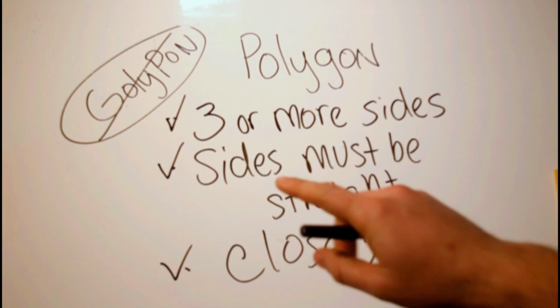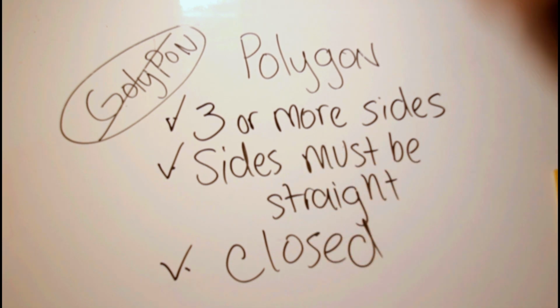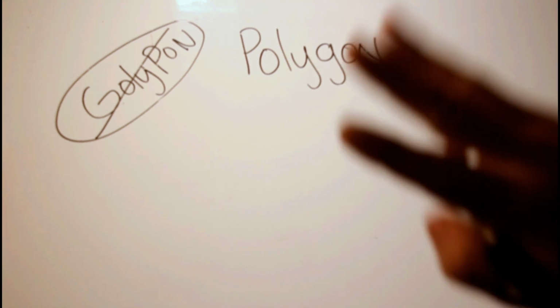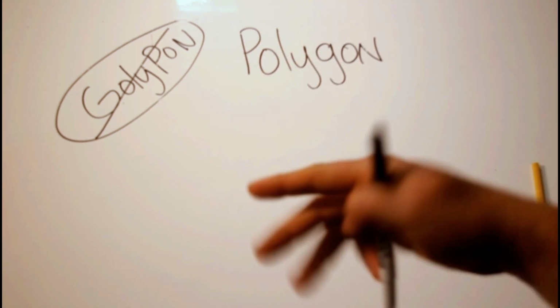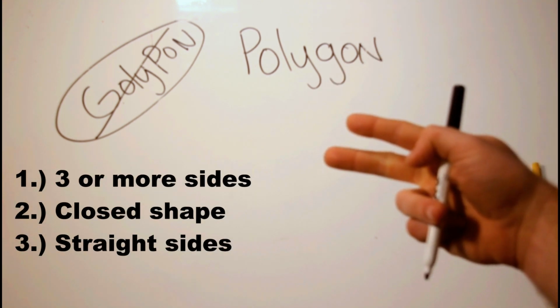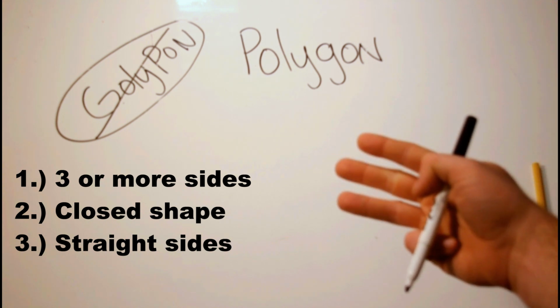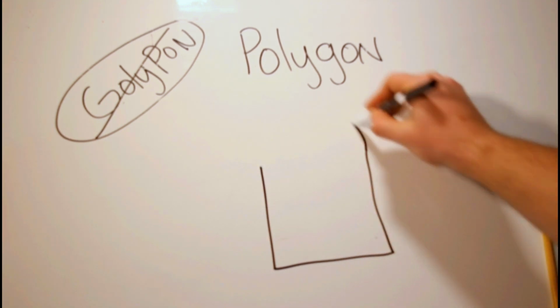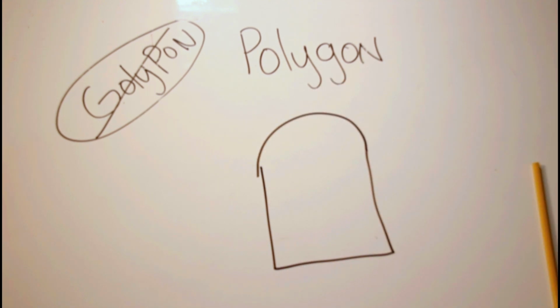So let's try on a couple of new shapes. Let's get rid of this. I'm gonna start drawing some shapes. I want you to think, based off of those three things we talked about, does it have three or more sides? Is it a closed shape? And are the sides straight? So I want you to think, is this shape a polygon?